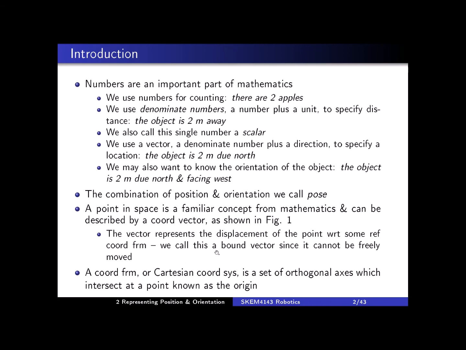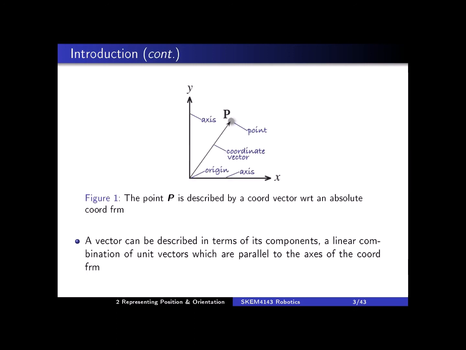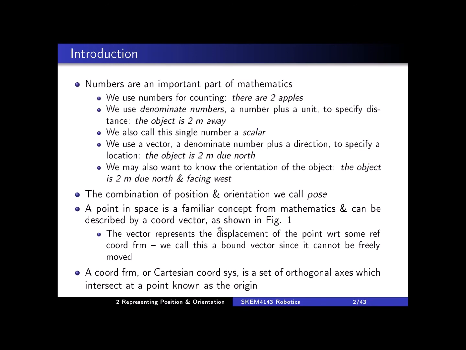We call this a bound vector since it cannot be freely moved. As you know previously, a vector can be moved around the space, but because we are using a vector to represent a point and this point doesn't move unless you move it, we call it a bound vector.